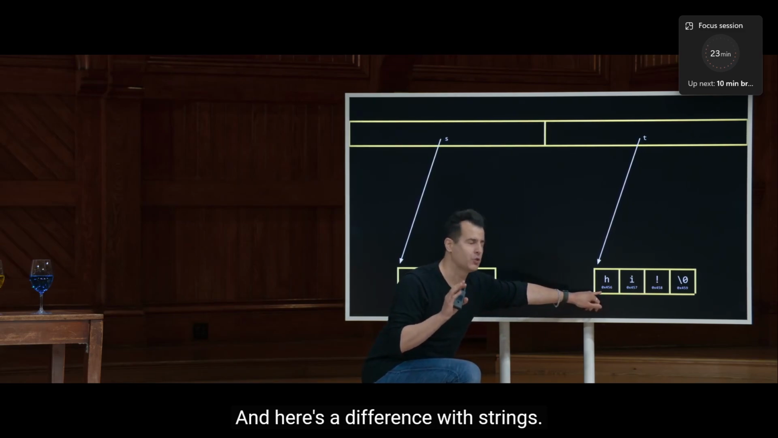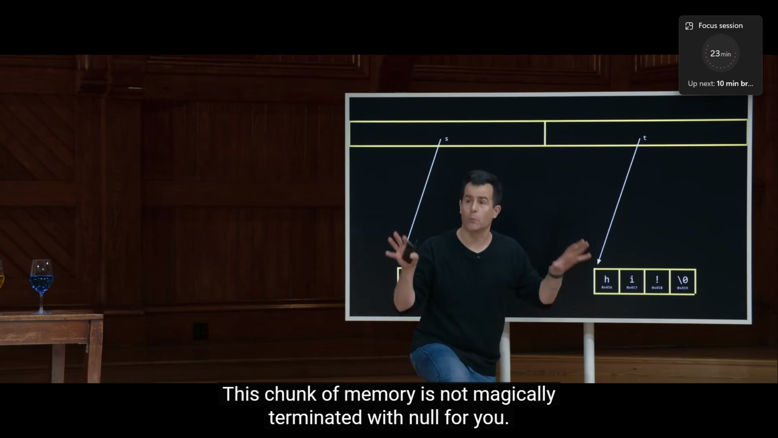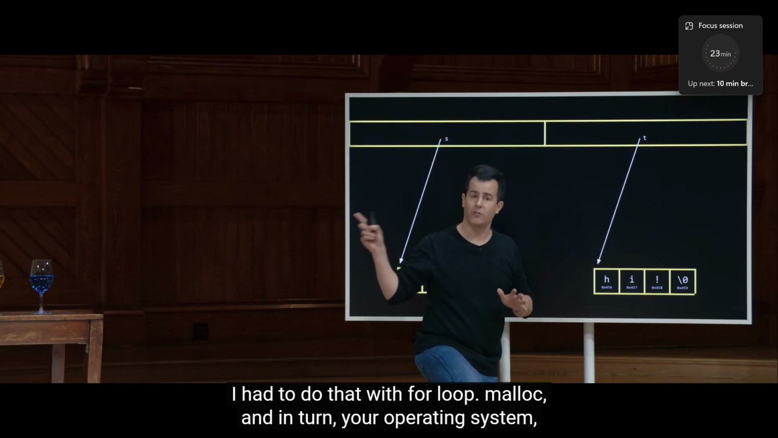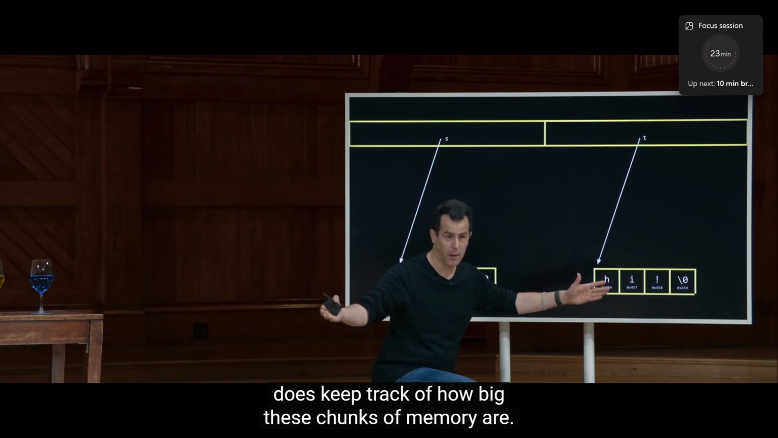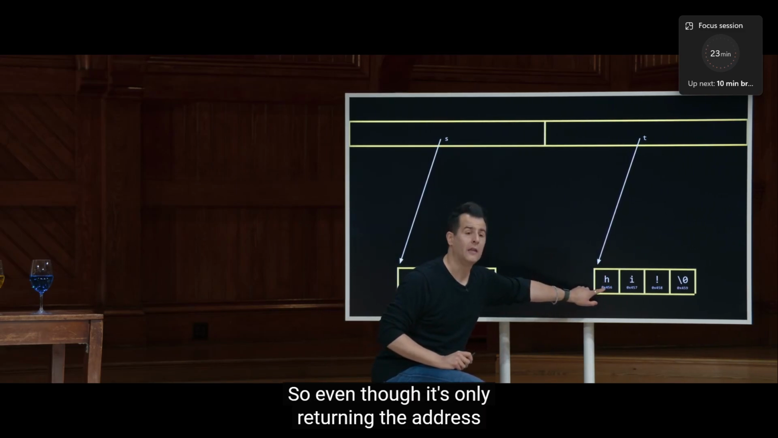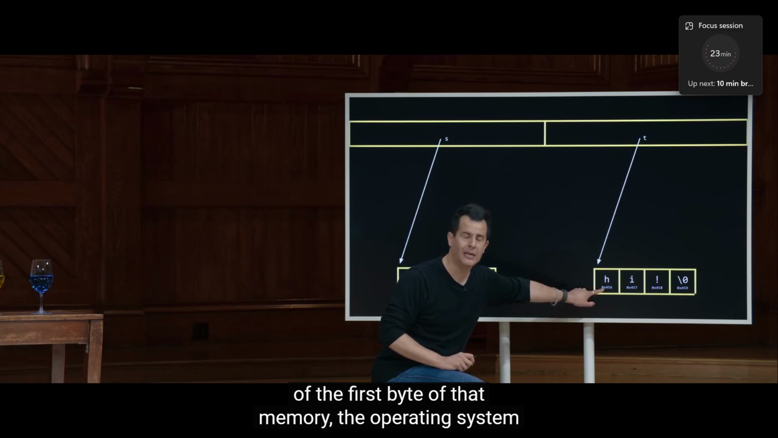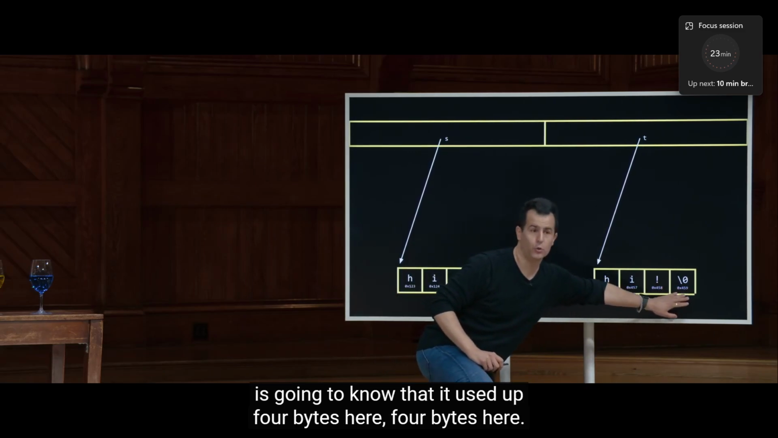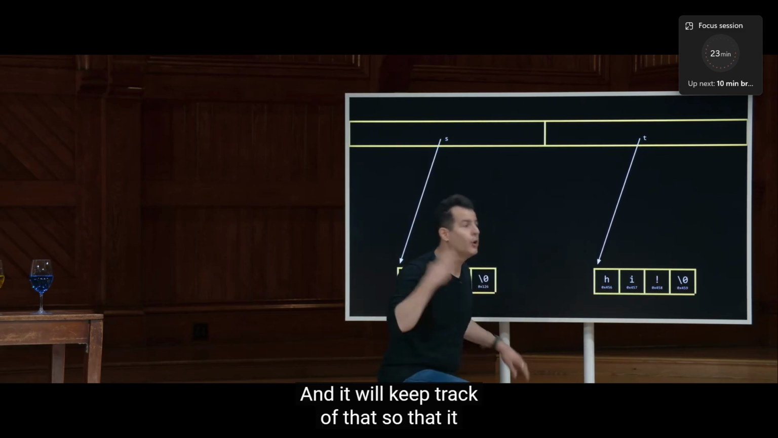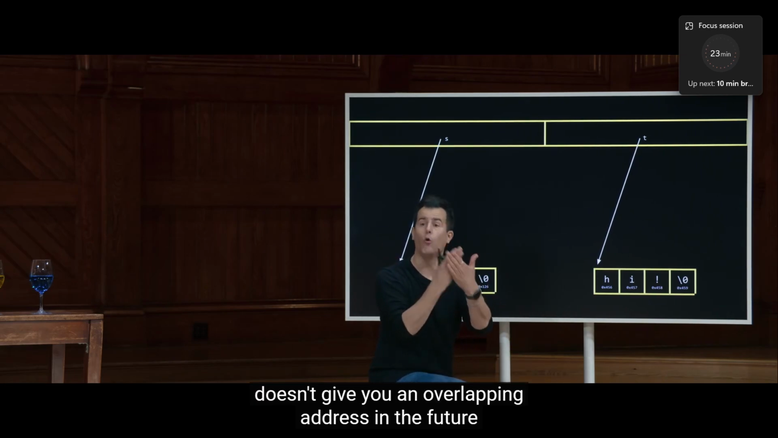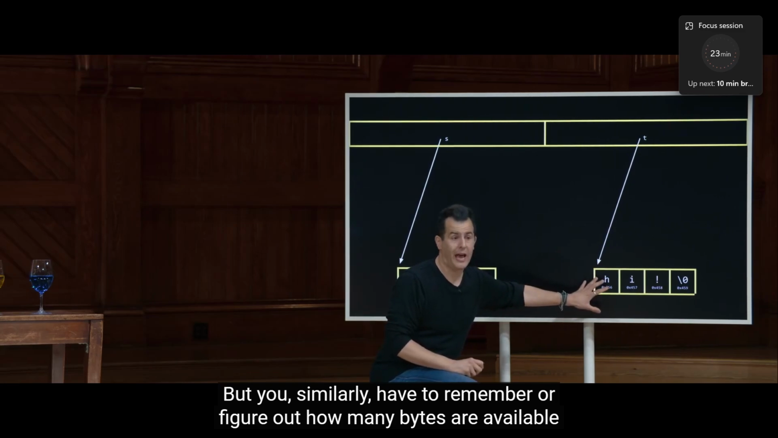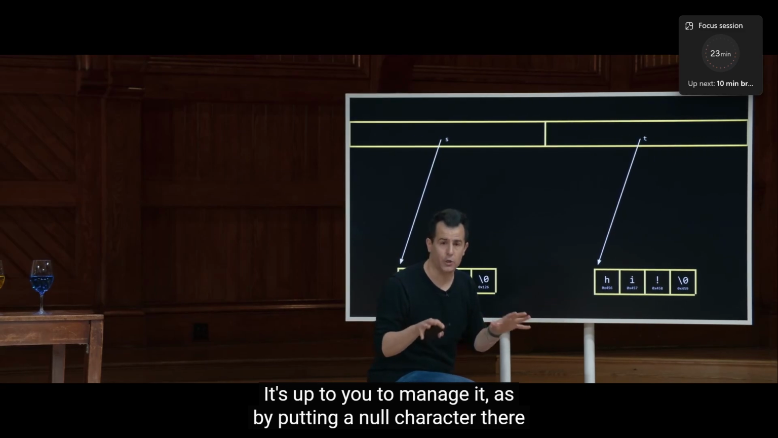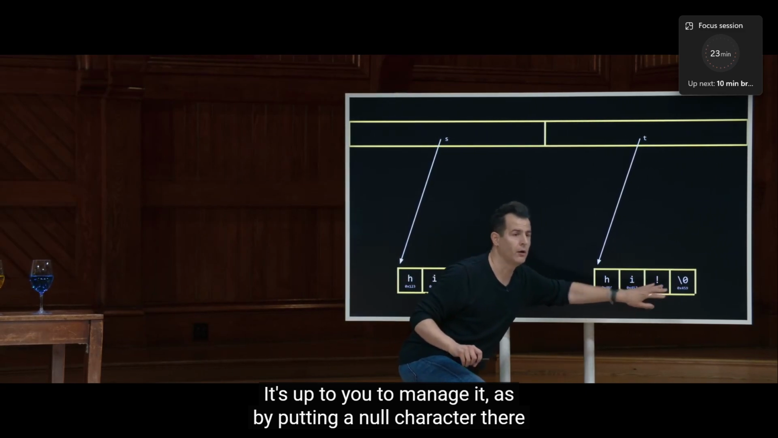And here's a difference with strings. This chunk of memory is not magically terminated with null for you, like I had to do with my for loop. Malloc, and in turn your operating system, does keep track of how big these chunks of memory are. So even though it's only returning the address of the first byte of that memory, the operating system is going to know that it used up four bytes here, four bytes here, and it will keep track of that so that it doesn't give you an overlapping address in the future, because that would be bad. Your data would get corrupted. But you similarly have to remember or figure out how many bytes are available thereafter. It's up to you to manage it, as by putting a null character there yourself.